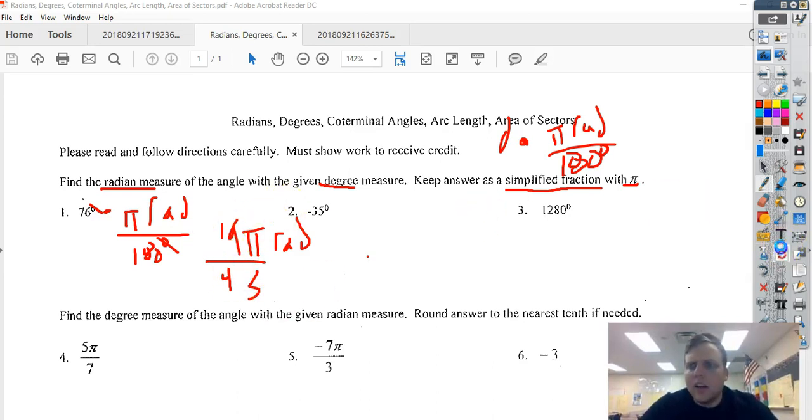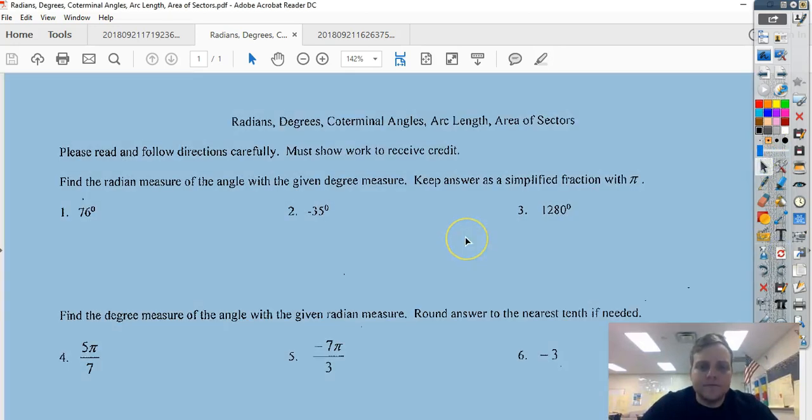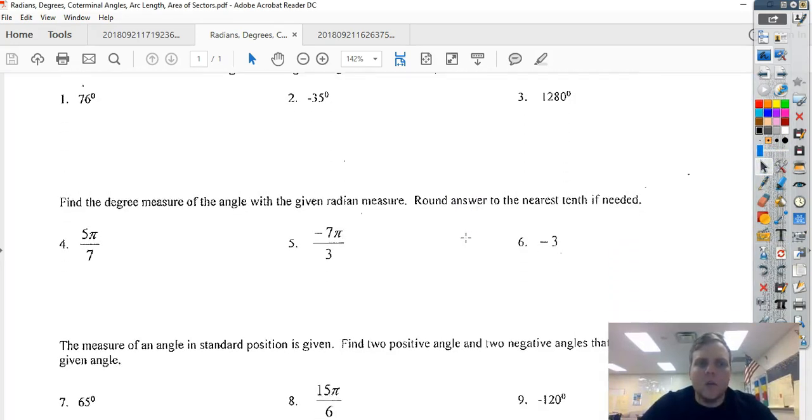Okay, let's try problem number 4, which this time we're going the other way. Find the degree measure of the angle. We're not going to multiply by pi radians over 180 degrees now, but the other way. Understand that this is the given radian measure, so there's an understood radian right here. I know we don't see it, but it's there. So I'm going to multiply by 180 degrees over pi rad.